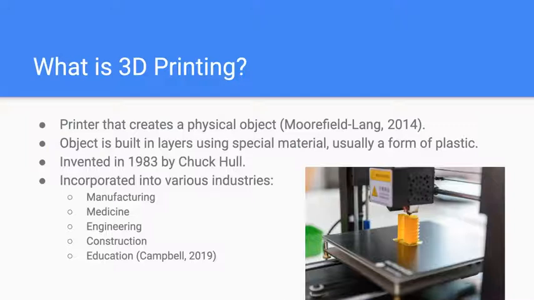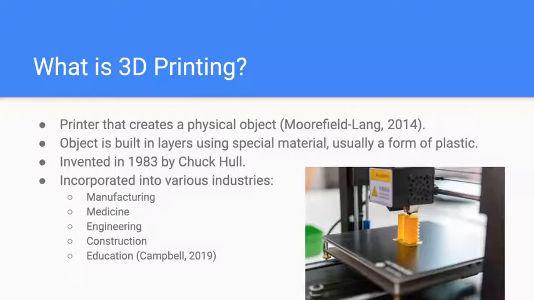What is 3D printing? Well, 3D printing is a process by which a printer creates a physical object from a computer file, known as a CAD file, which stands for Computer-Aided Design. The object is built in layers using special material, usually a form of plastic, but now you can even print food, ceramics, metal alloys, thermoplastics, among other materials.